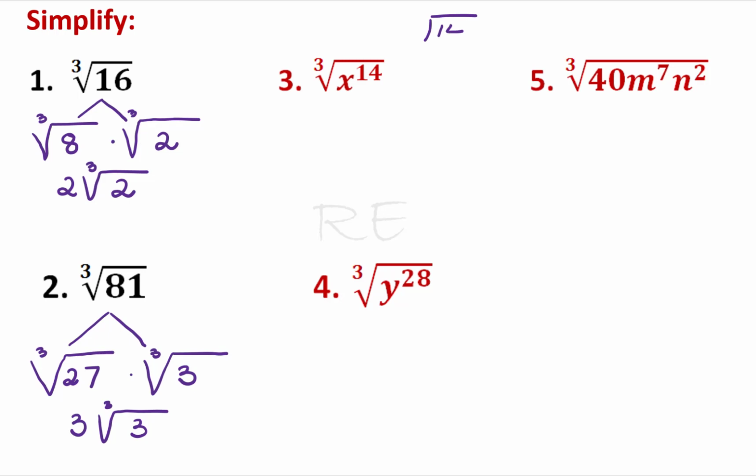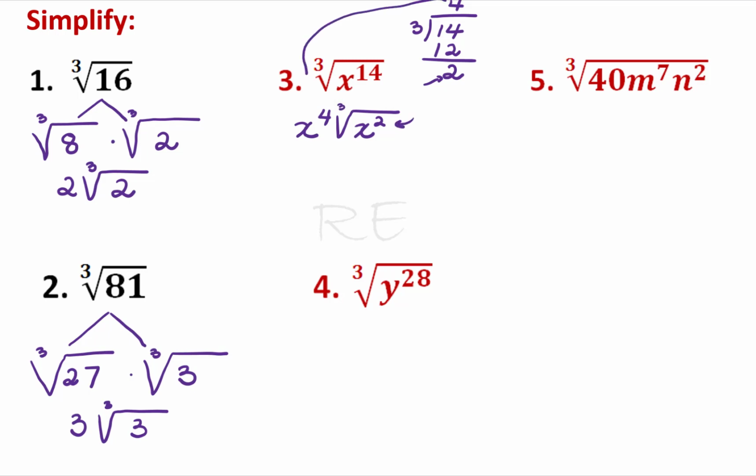Now, for the variable, we need to divide 14 by 3. And 4 times 3 is 12. And 14 minus 12 is 2. So our answer is x to the 4th times cube root of x squared.